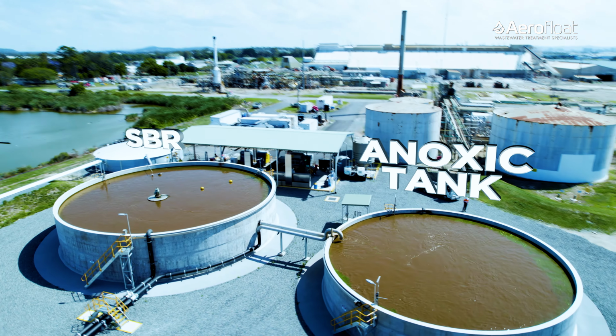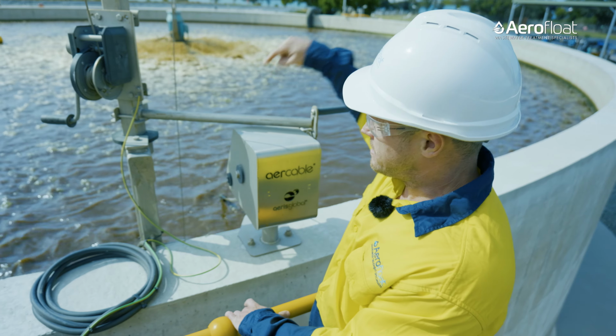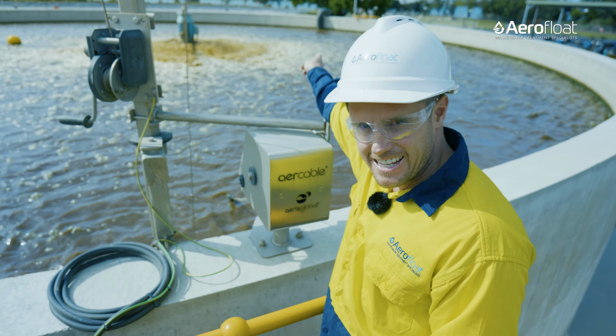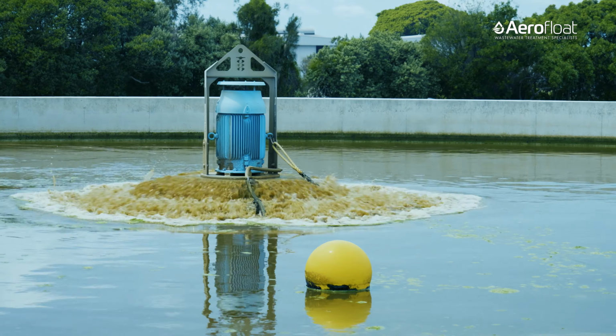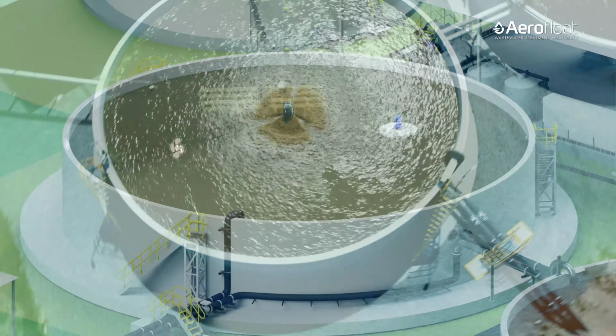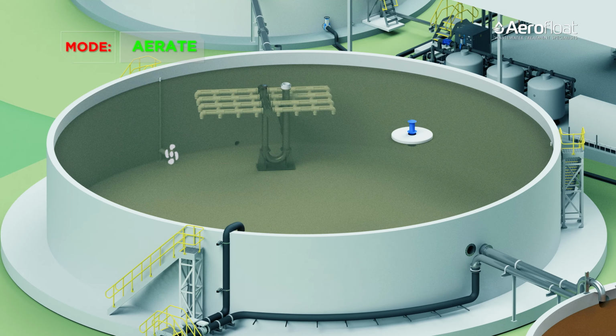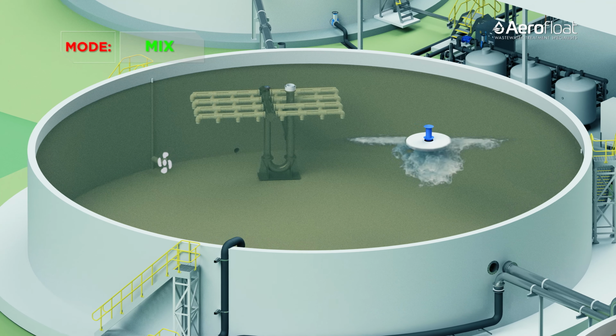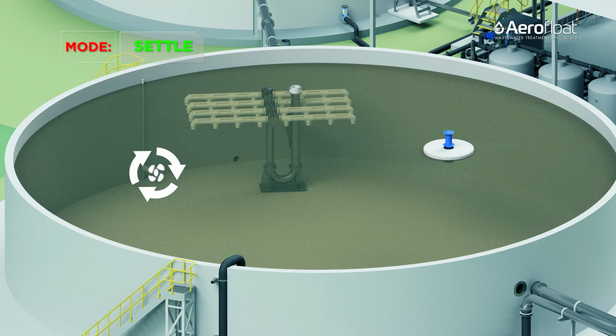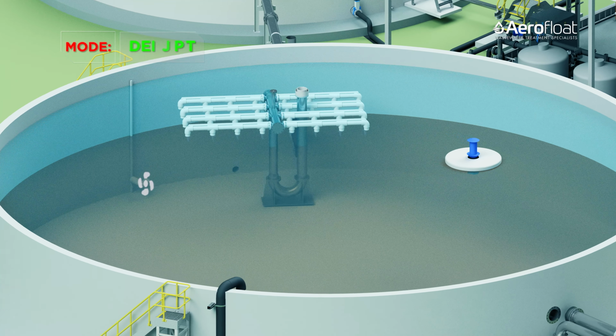So this is the sequence batch reactor. So we're pumping into here, overflowing to the anoxic and back to the NR as I mentioned. So in here we have another surface aerator, we have an airlock siphon decanter, and this reactor goes through an aerate, mix, settle, and decant cycle.